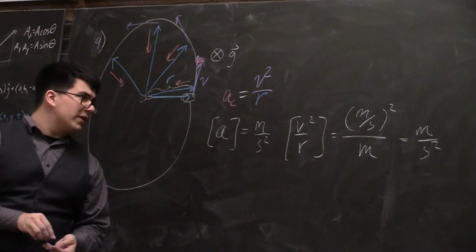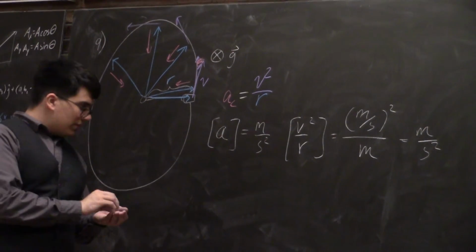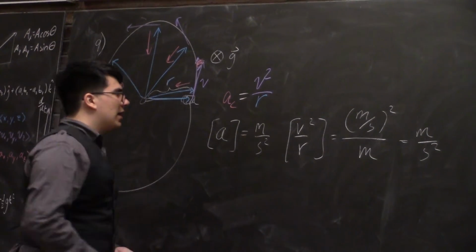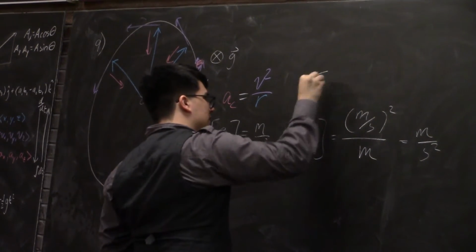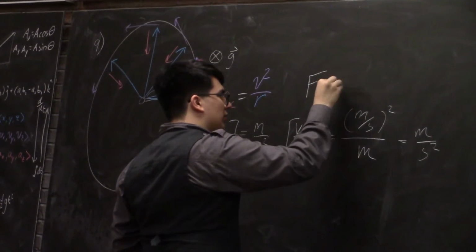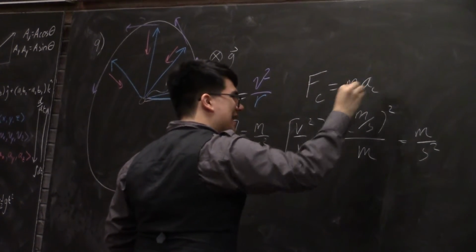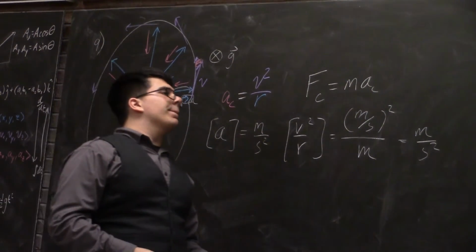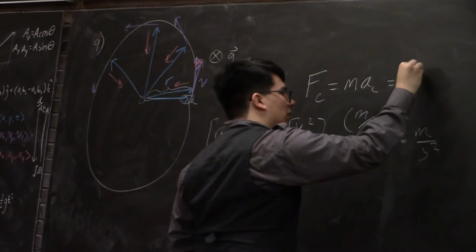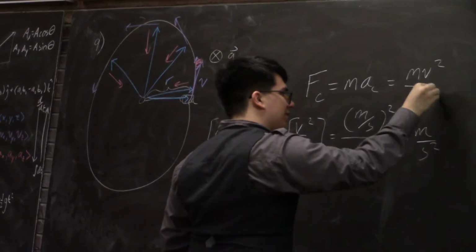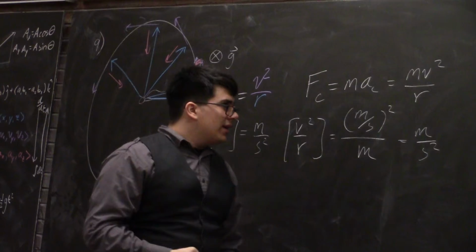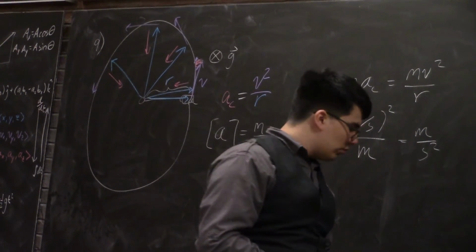I'm going to define a few more variables. Assuming this bucket has a mass m, I'm going to define my centripetal force to be m times a_c. According to Newton's second law, it's always ma. And where a_c is v squared over r. So we get mv squared over r. All right? And this is true.